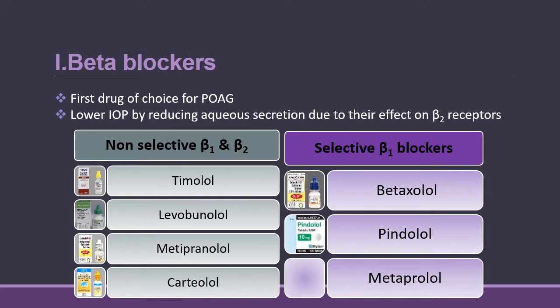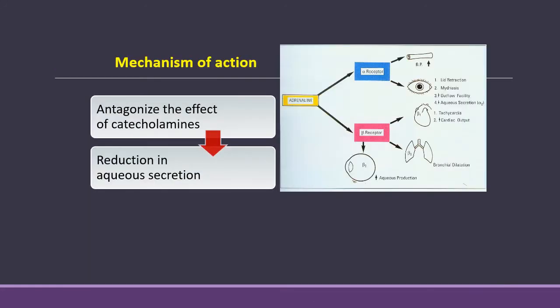So there are non-selective and selective beta blockers. Non-selective means it acts on both beta 1 and beta 2 receptors, that are timolol, levobunolol, metipranolol and carteolol. And selective, which acts on the beta 1 receptors, that are betaxolol, pindolol and metoprolol. So as we know the mechanism, that is a reduction in the aqueous secretion, which is by antagonizing the catecholamines. Beta receptors are also located in the heart and lungs, so that should be considered during the treatment of glaucoma.